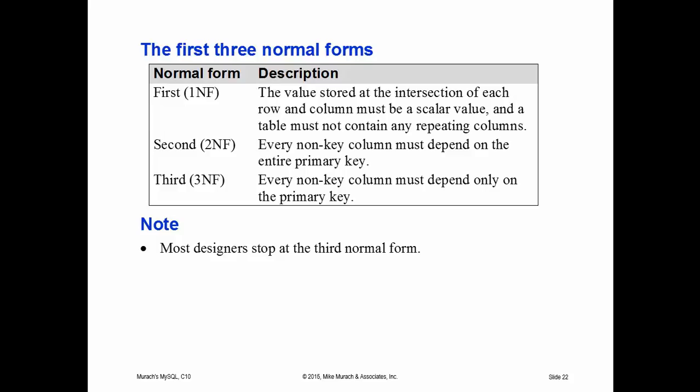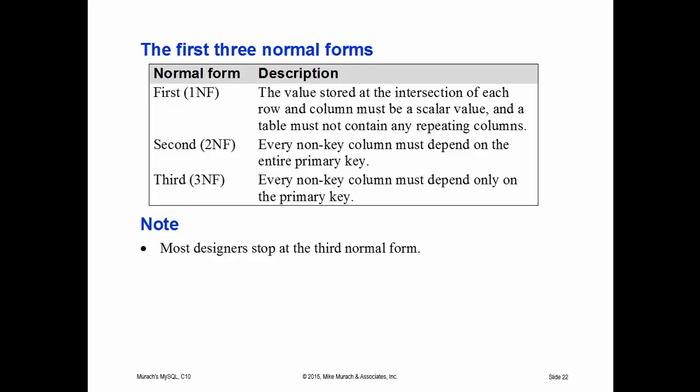Even though it goes higher than this, there's fourth normal form, Boyce-Codd normal form, fifth normal form, and domain key normal form, which is also called sixth normal form. Typically, those are not used. All right? So most designers, as it says, they stop at third normal form. So look at these definitions here.